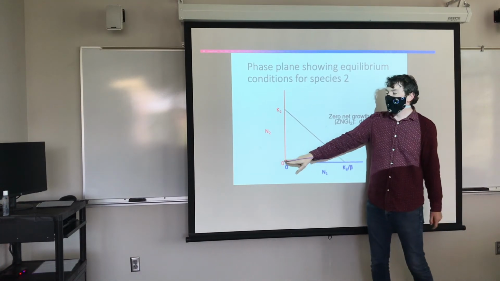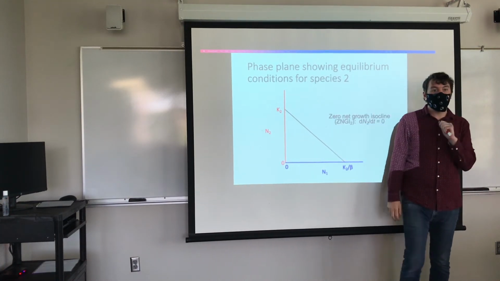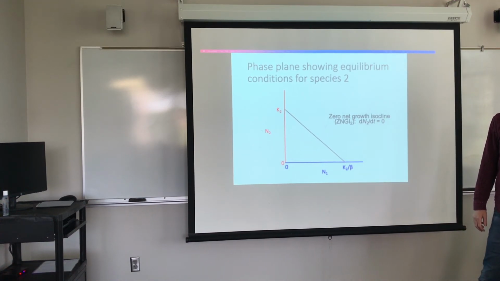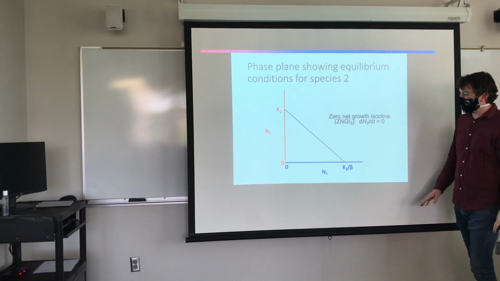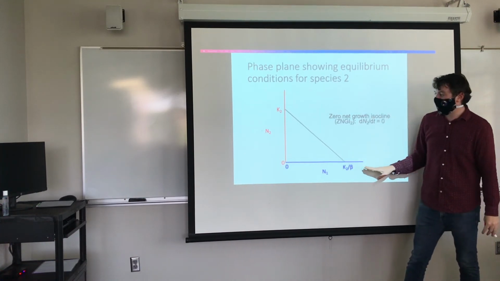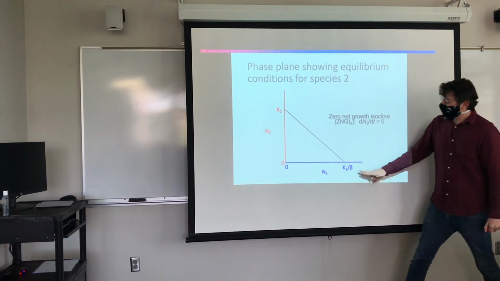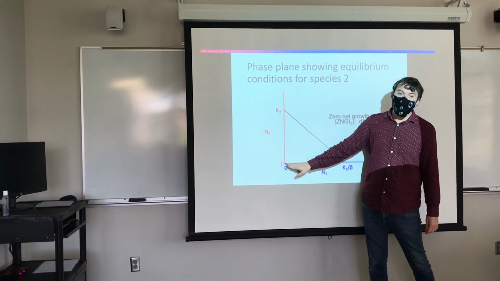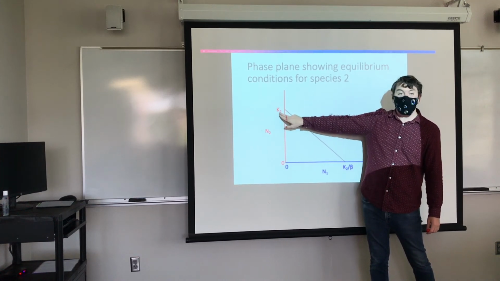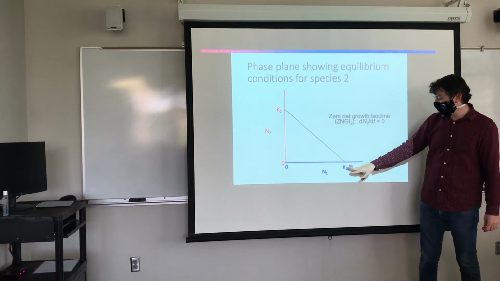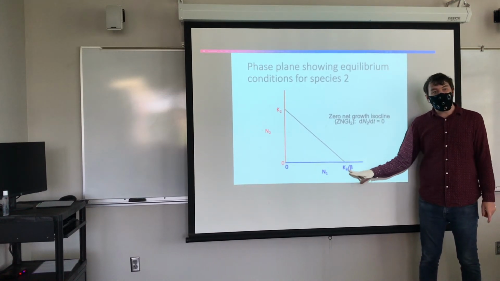Now we're thinking about a different isocline for species 2. Yeah? I was going to say, now we're talking about when the rate of change for species 2 is zero. Well stated. This is the line that represents when the rate of change for species 2 is 0. So if species 1 is extinct, species 2 can reach its own carrying capacity, K2. If species 2 goes extinct, then species 1 can increase all the way up to this value, whatever it is.